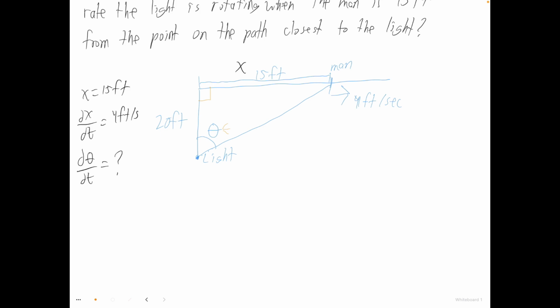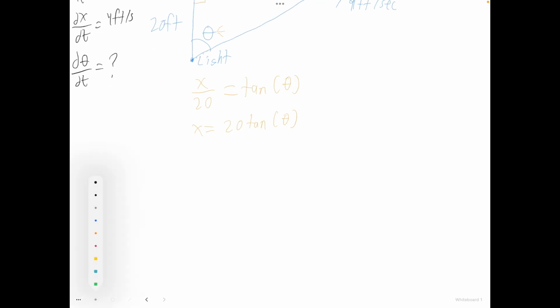Well, we know the length 20 is fixed, and we care about x. So we have that x over 20, this is the opposite over adjacent sides of this triangle, and that's tangent. So we have tangent of theta equals x over 20, or if you prefer, x equals 20 tangent of theta. So this gives us a relationship between x and theta now. And notice that we know the rate of x, we care about the rate of theta. There aren't any other variables here, so we don't need to do anything special at this point.